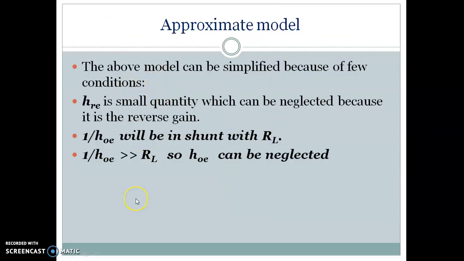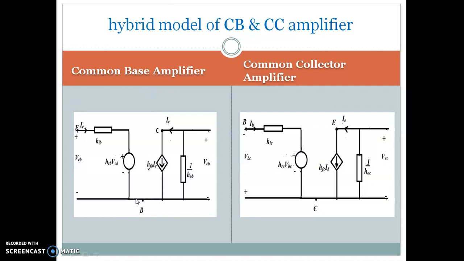In these models, you can see we have got a voltage source as well as a current source, which makes the analysis difficult, because the aim of modeling the transistor is to do the AC analysis of BJT amplifiers. Since it involves both a voltage source and a current source, it is difficult for us to analyze. So therefore this can be approximated.